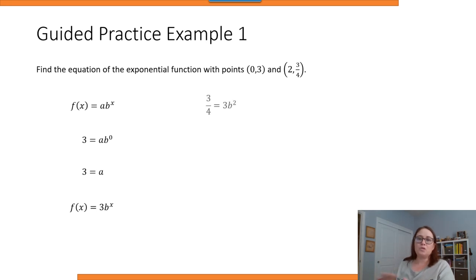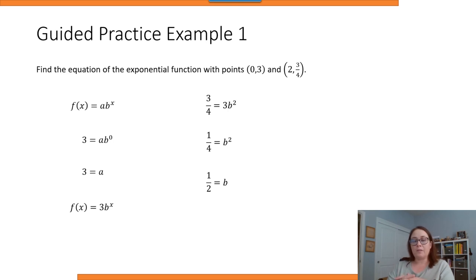So I'm going to plug in 2 for x and 3/4 for f of x into the function. And now we can solve for b. So 3/4 equals 3 times b squared. I'm going to divide by 3 on both sides to get the b squared by itself. And so the 3's are going to cancel. I end up with 1/4 equals b squared. If I take the square root of both sides of this equation, remembering that b has to be positive, I know that b equals 1/2.